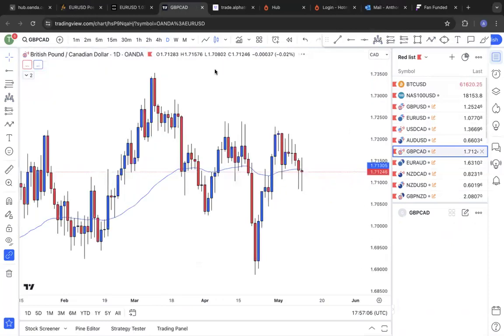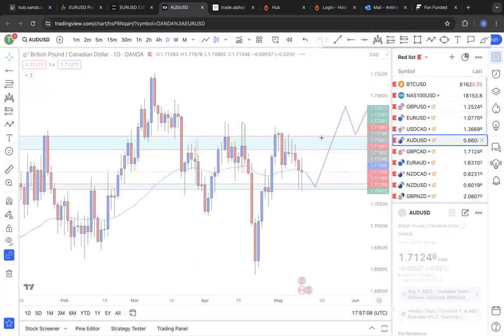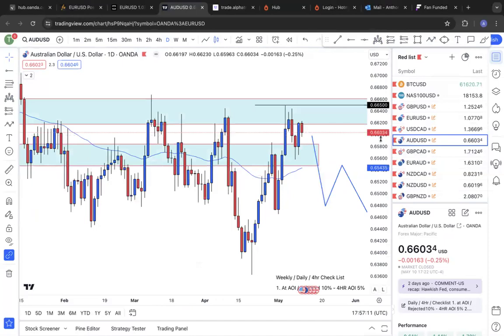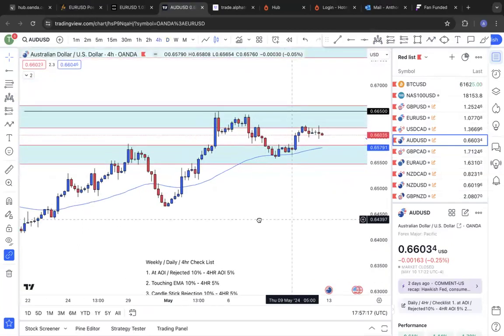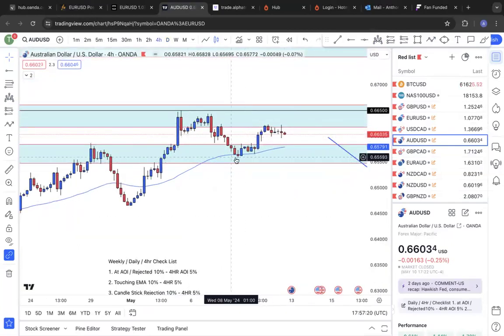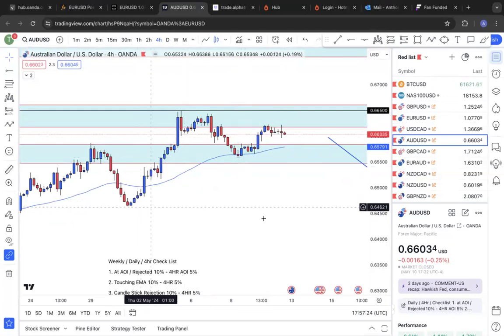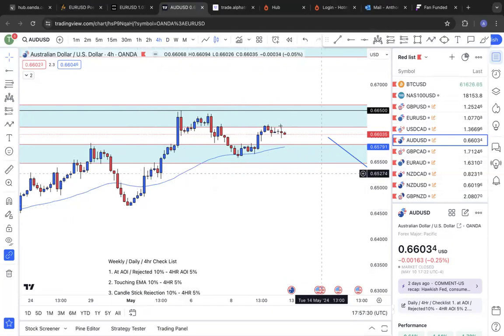GBP CAD and back to USD. We only had 2 time frames in sync, the weekly and the daily, so we don't even look at the 4 hour. I mean, we can. We look, wait, the 4 hour returns bearish. So as soon as the 4 hour breaks this here, this time frame will be wrong, unless it creates a new high, right?